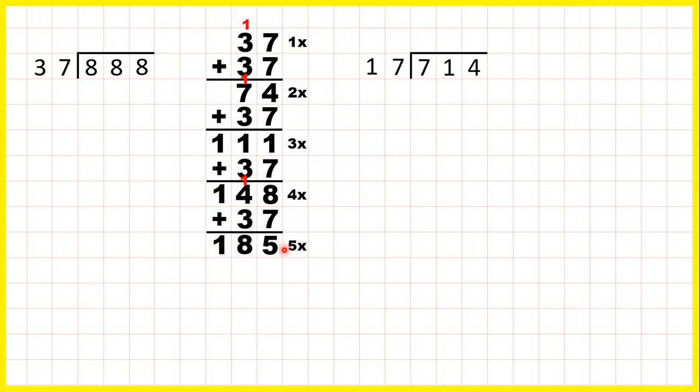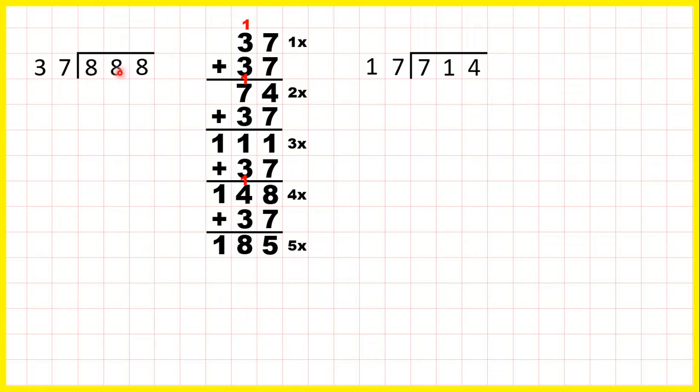Now we could keep going with working out our 37 times table, but it's a good idea to stop here and look at the question, because you might not need anything above 5 times. And for these questions here, we don't. We just need to work out our times tables up to 5 times, and then we can use the long division method to find our answer.